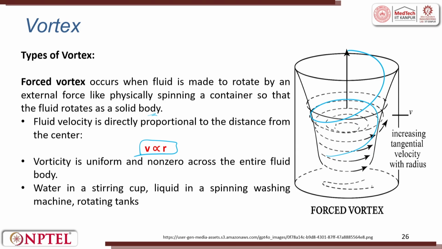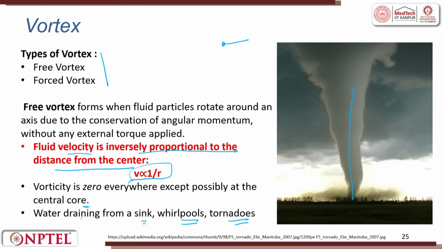So, if it is inversely proportional, it is a free vortex. If you are intentionally doing it, V is directly proportional to R. The vorticity is uniform and non-zero across the entire fluid body. So, the water in a stirring cup, liquid in a spinning washing machine or rotating tank will have a forced vortex. So, there are two, free vortex and forced vortex. What happens naturally in the atmosphere is a free vortex. So, the velocity will keep increasing as you go inward. So, when V is very high, R will be very low.